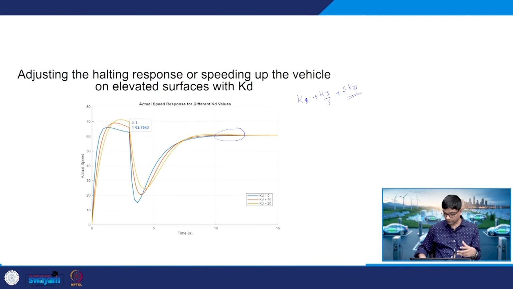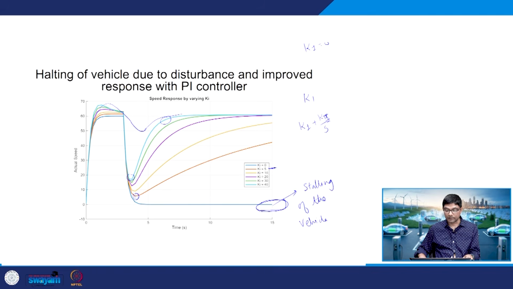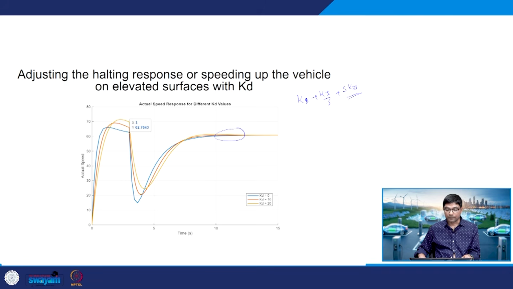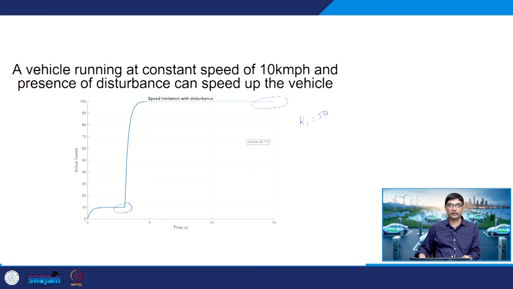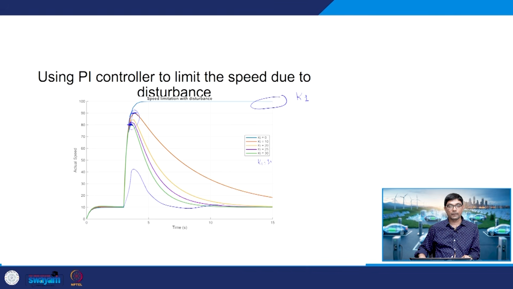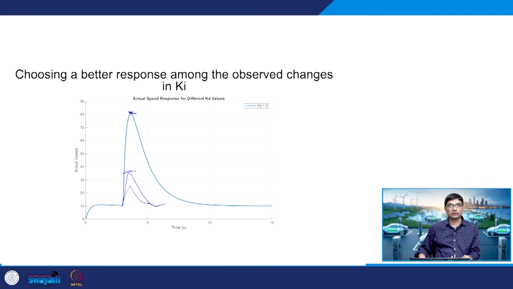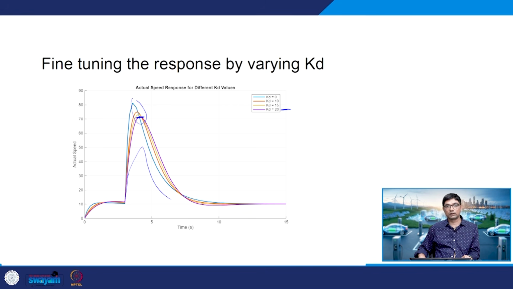Also with the addition of derivative control, the recovery could be a little faster, as we see from these pictures. Okay, and then the same thing I could do even on a downslope where my vehicle went from 10 to 100 in less than 2 seconds. I could with the help of integral action get the speed back to normal, and with the help of derivative action now could get the vehicle back to normal faster and also without hitting too high a speed, right.